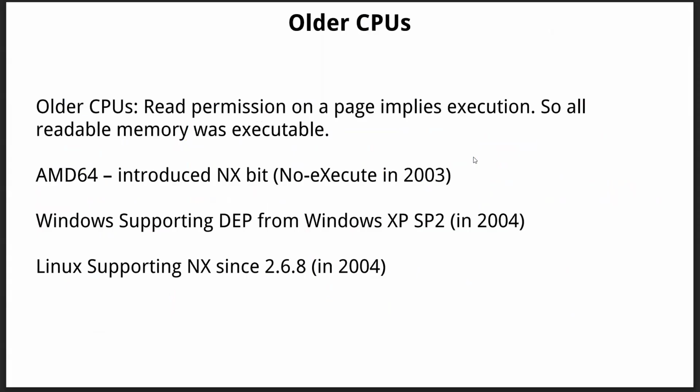So old CPUs, especially before 2000, do not have the executable permission. They only have readable permission and writable permission, and readable implies executable. Then in 2003, AMD64 introduced the NX bit in the memory management unit page tables to indicate this memory region is not executable. Windows started to support that from Windows XP. Because this is a CPU-supported feature, the OS needs to implement that. Linux also started supporting that in 2.6.8.